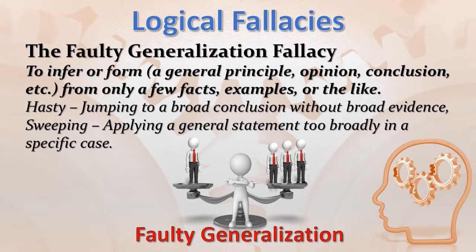Our next fallacy tonight is called faulty generalization. This is done by inferring or forming an opinion, conclusion, principle, or otherwise from a few limited facts. This can be done as a hasty generalization by applying a small amount of inconclusive data over a whole set or group, or in other words, jumping to a conclusion. Another form of this fallacy is called a sweeping generalization, when a general statement is applied too broadly to a specific case, so individual facts and circumstances are ignored.